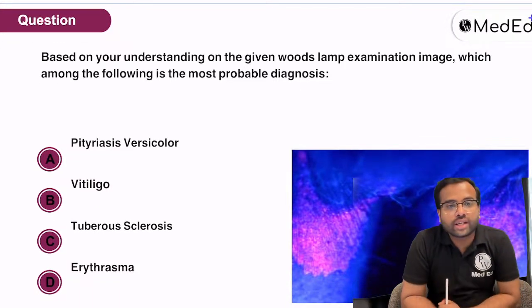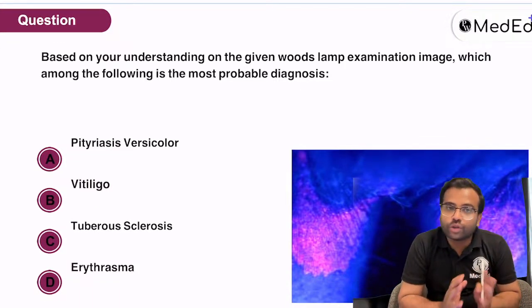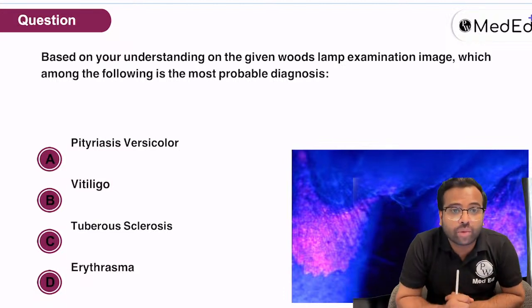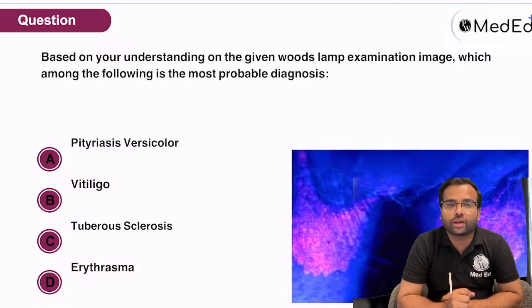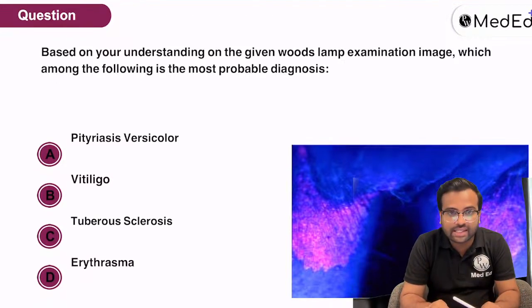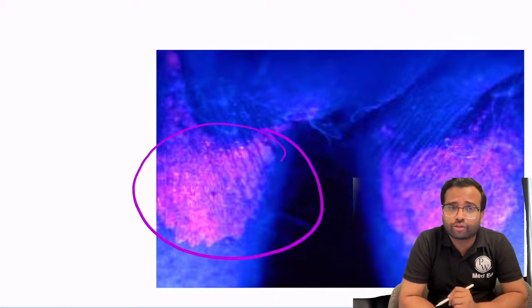That, based on your understanding of the given Wood's lamp examination, which means again a question on Wood's lamp, which among the following is the most probable diagnosis? So first, before we look into the options, let's see the image now. From this image, what we understand is this is an image of the groin area, and both sides of the groin are showing some red color fluorescence.